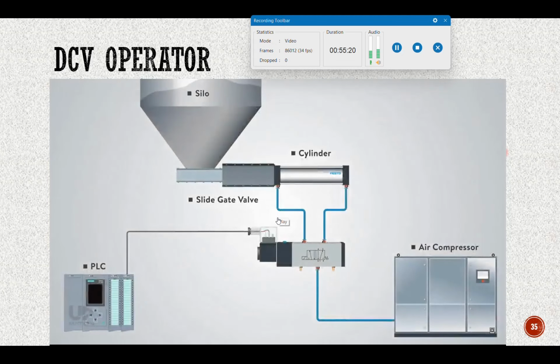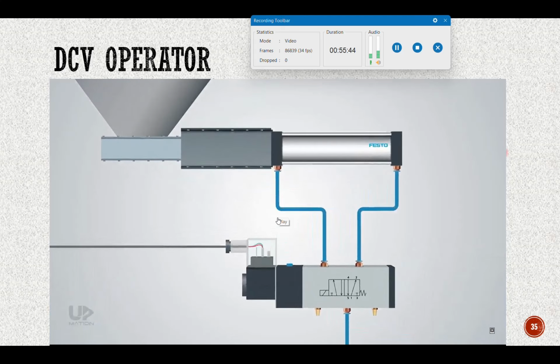Let's start with this simple pneumatic circuit and then see which parts a directional control valve has. The main power of this pneumatic system comes from the compressed air supplied by a compressor. The directional control valve directs the flow of the compressed air in 2 different directions to open and close this slide gate valve using its actuator, which is a double-acting cylinder.